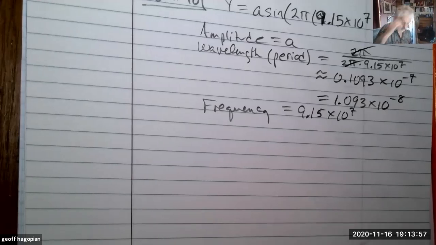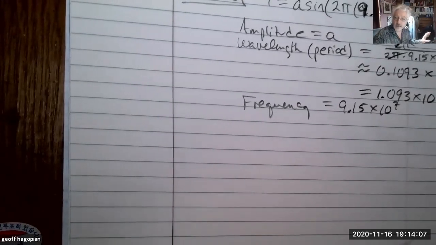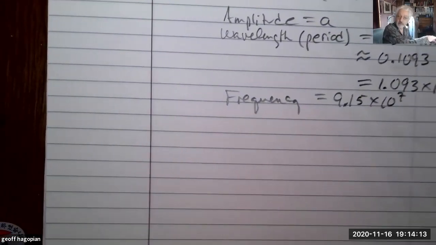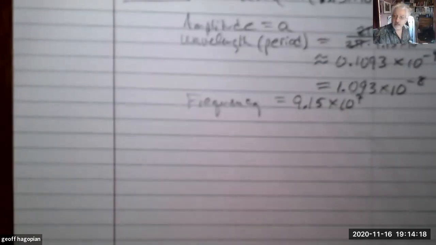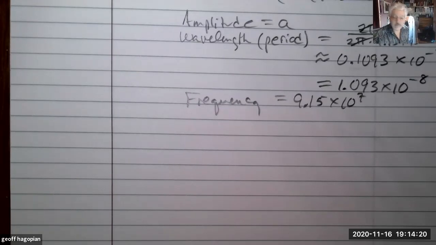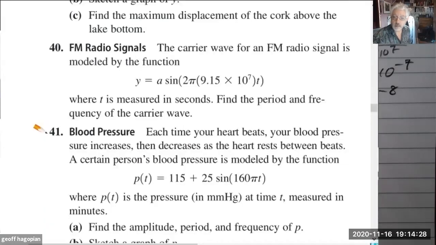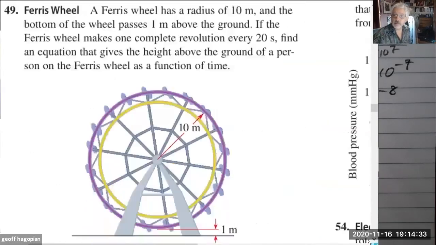Okay. If we wanted to sketch a graph of this, well, we'd kind of have to know what A is, right? So I'm going to scoot this over a notch, make it look a little bit more. Okay. So back to the book. We've got blood pressure, mass spring system. Okay, let's get into the review.